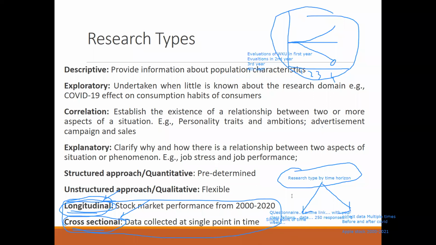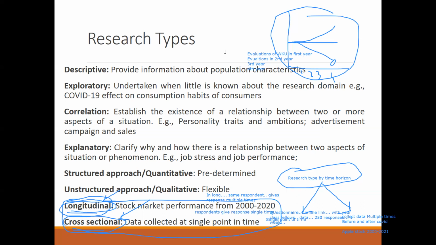Longitudinal data means that the same respondent is asked for a response multiple times. In longitudinal research, the same respondent gives the response multiple times. But in cross-sectional research, the respondent gives a response only a single time. Okay, one time. So this is the main difference between longitudinal research and cross-sectional research.